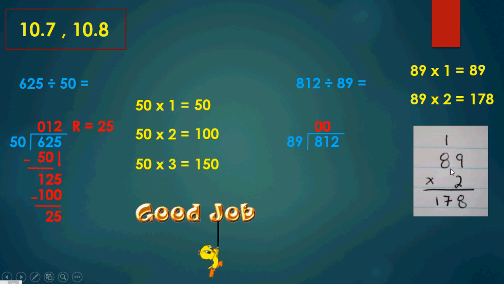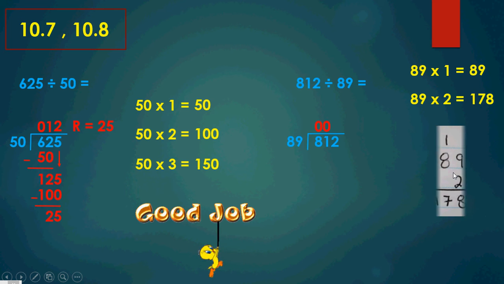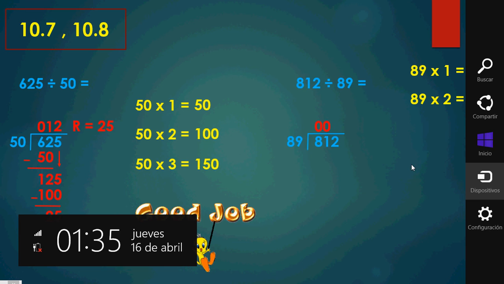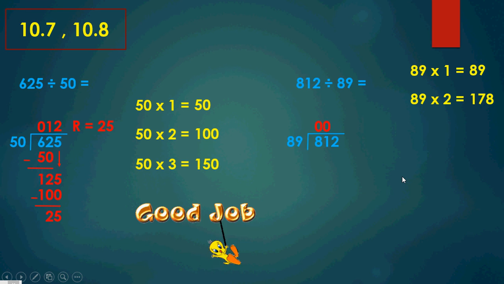2 times 8 is 16 plus 1, 17. Guys, this type of exercise, you already know how to resolve it, okay? These exercises were from chapter 9. So I have to continue because 178 is too much less than this number, okay? Now, 89 times 3 is 267. I need to continue.